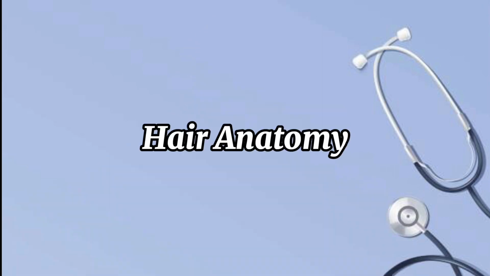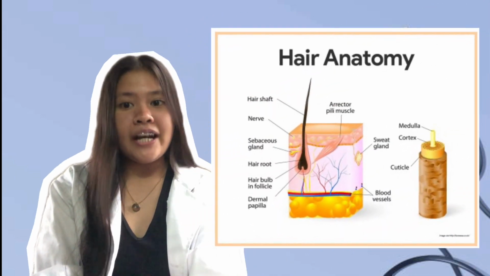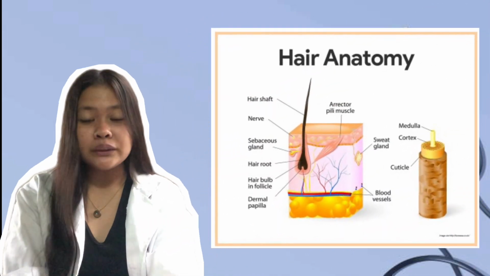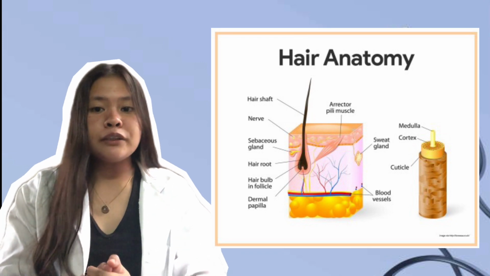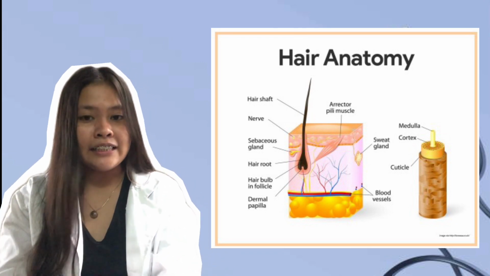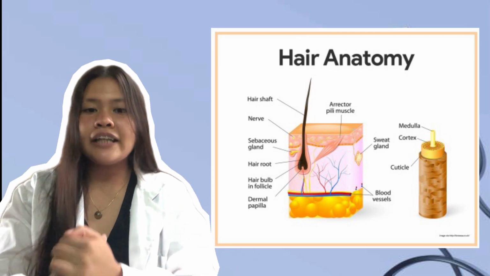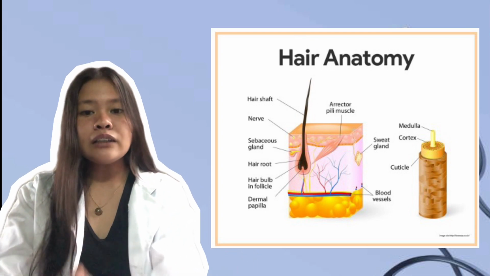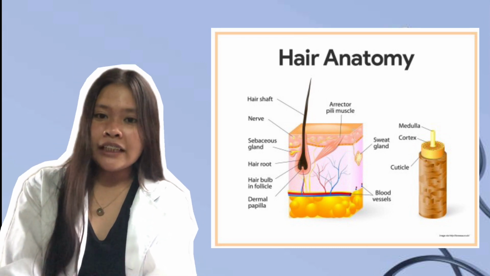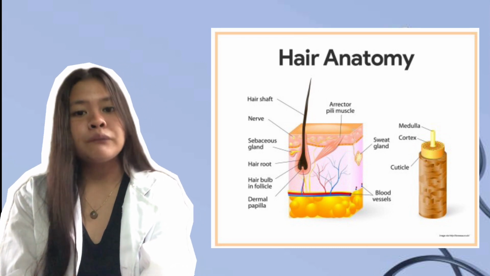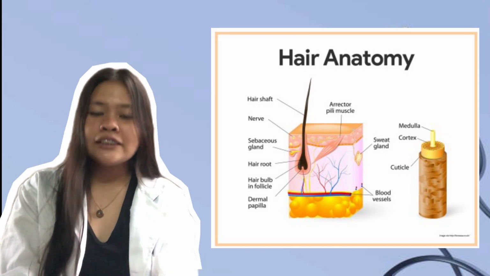Hair anatomy. Let me show you the hair anatomy. Each hair has a hair shaft and a hair root. The shaft is the visible part of the hair that sticks out of the skin. The hair root is in the skin and extends down to the deeper layers of the skin. It is surrounded by the hair follicle, a sheath of skin and connective tissue, which is also connected to the sebaceous gland.